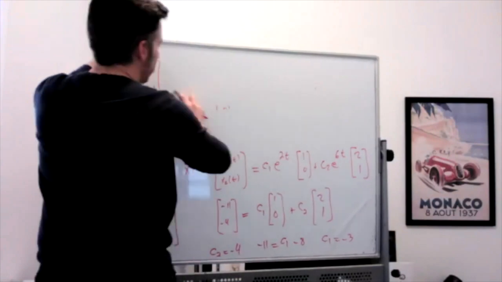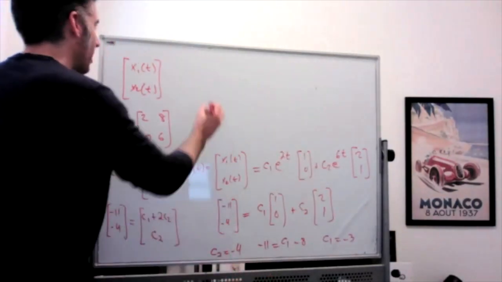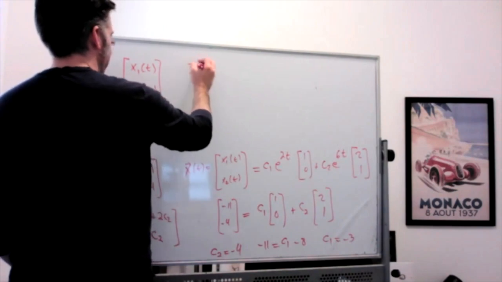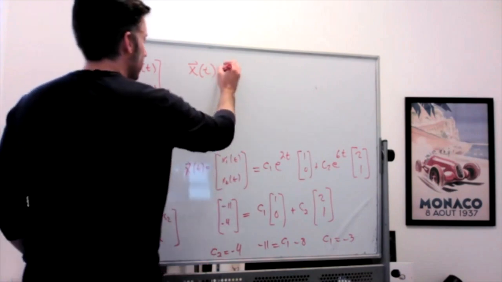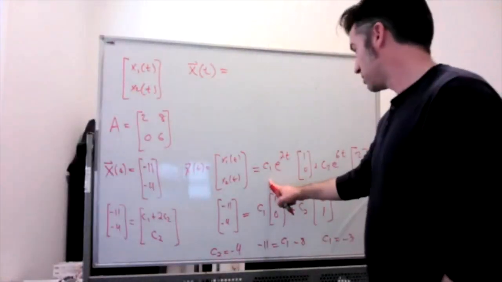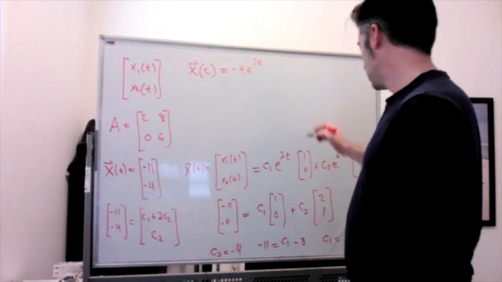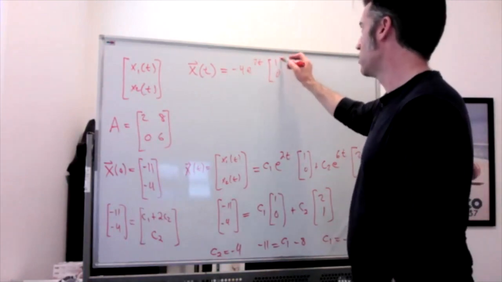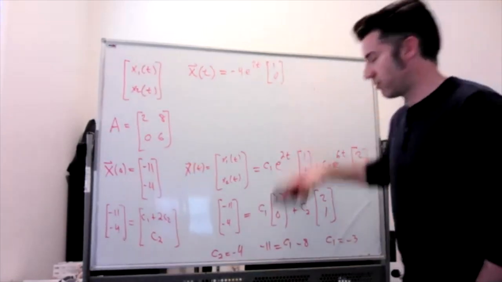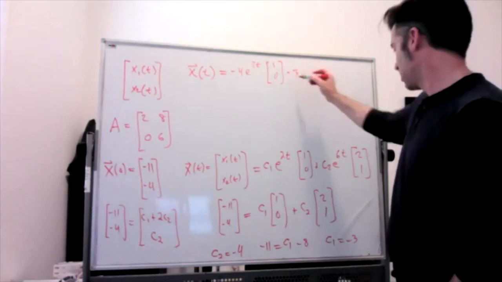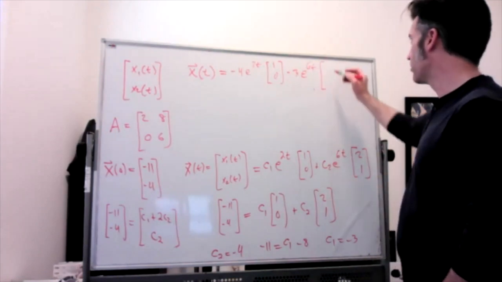The way I would prefer to write the final answer to this system of equations is the following. I would want to write it as the vector x of t, which is x1 of t, x2 of t, is equal to c1, which is -4, e to the 2t times 1, 0 plus, well, really, let's make it a minus, -3 e to the 6t times 2, 1.